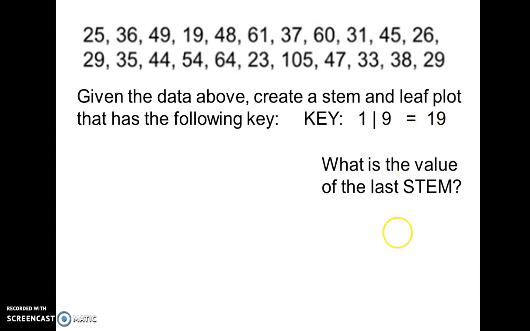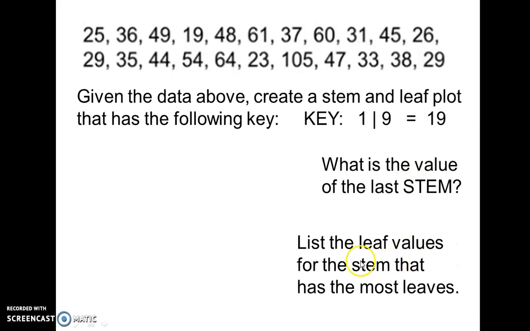And then answer these two questions. What is the value of the last stem? And list the leaf values for the stem that has the most leaves. So imagine you have the stem and leaf plot here, you have the stem. This question says, what is the last stem? So if you look at all the stem values, what's that last number? And here, look at all the leaves, where are the most leaves, and list those leaves for the stem that has the most leaves.